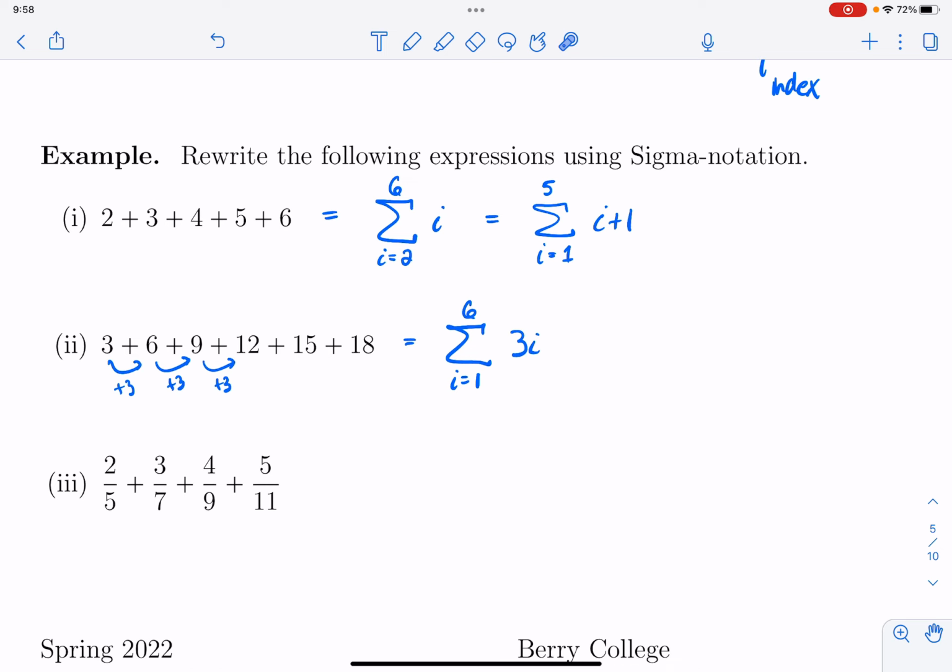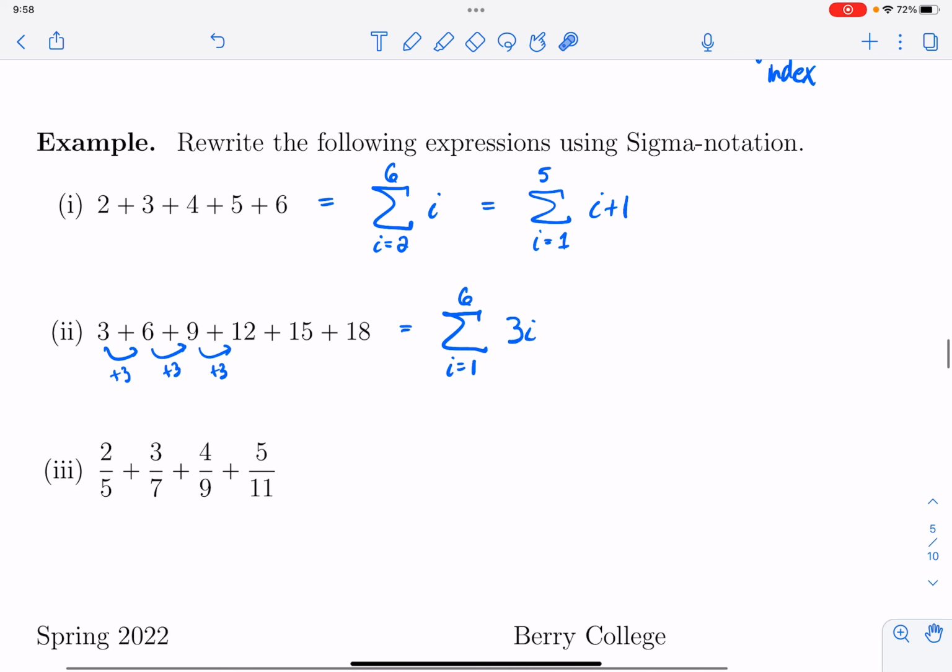So this is a little trick you can start to learn. You look at the number of jumps you have, and that tells you what this should start looking like. Unsurprisingly, these are plus 1s, and that's why I used the 1i.